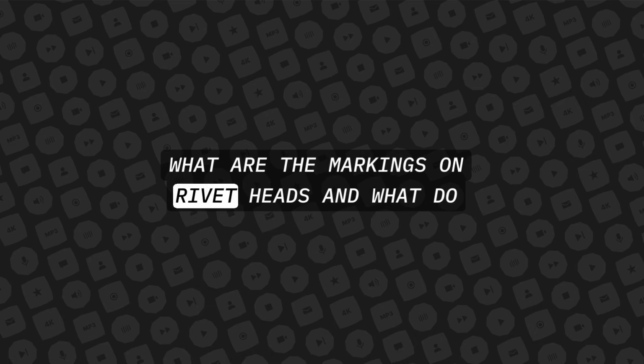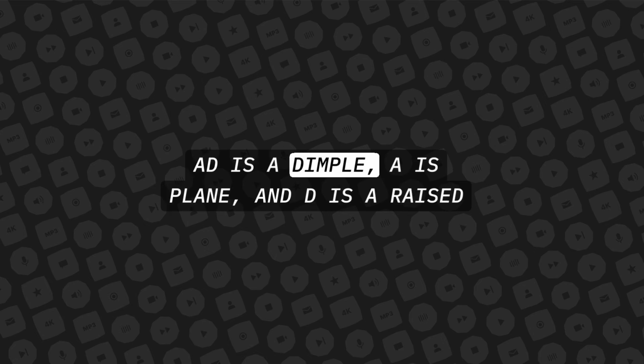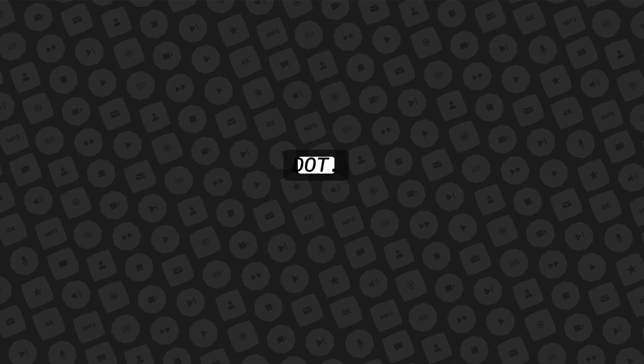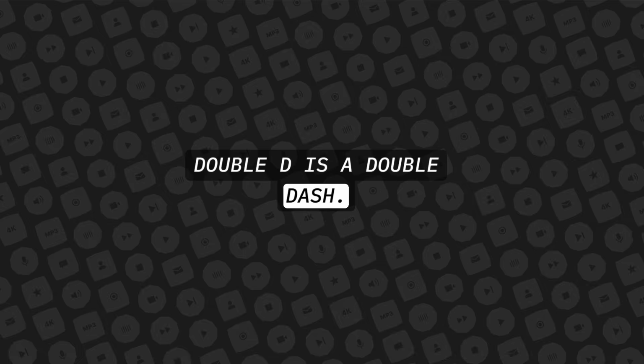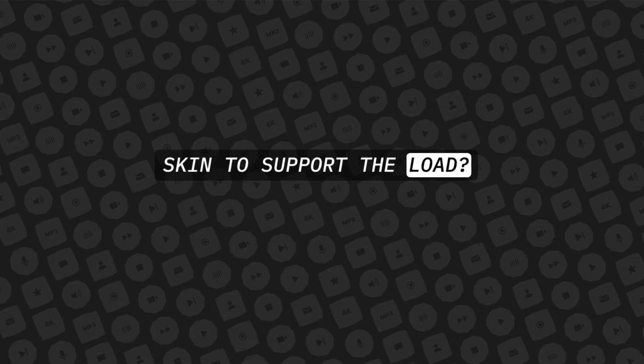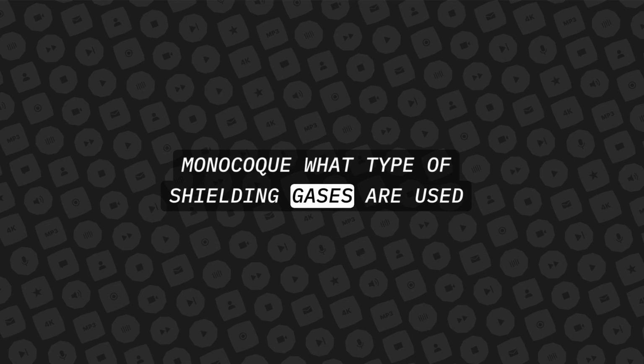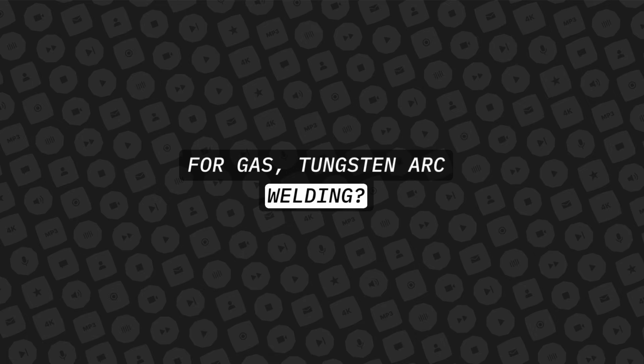What are the markings on rivet heads and what do they mean? The markings on the rivet head tell you the type of material. AD is a dimple, A is plain, and D is a raised dot. Double D is a double dash. What type of aircraft structure uses aircraft skin to support the load? Monocoque.